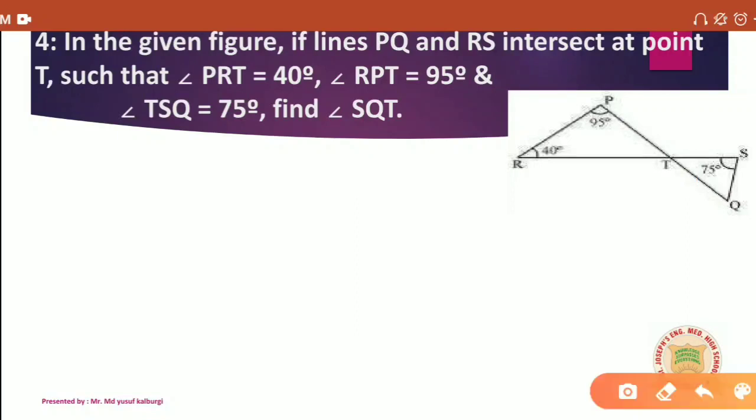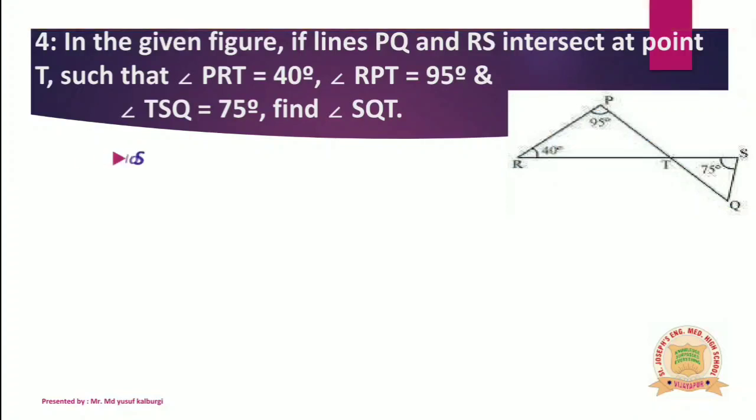They have asked us to find out angle SQT. So you are going to find out this angle. Now how are you going to find it out? If you see the figure, there are two triangles being formed. In the first triangle, there are two angles, and the third angle we can find by applying the angle sum property. Let us apply it. Let's go for the solution.